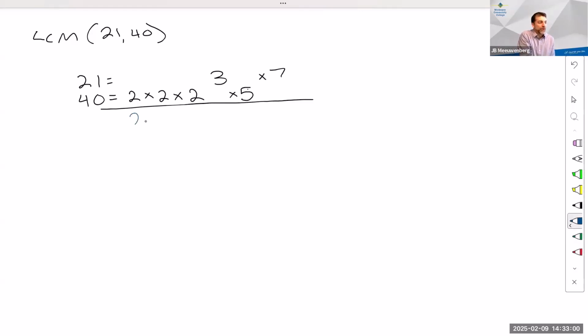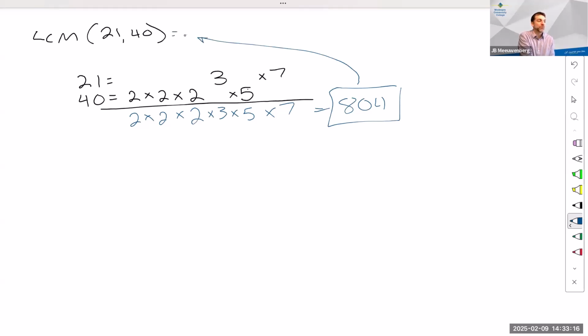So when we drop them all down, what we end up with is multiplying all of these numbers together. 2, 2, 2, 3, 5, and 7 for a total of 840. 840 is that least common multiple of 21 and 40. You know I'm going to ask you that same bonus question, though, right? What's the greatest common factor of 21 and 40?